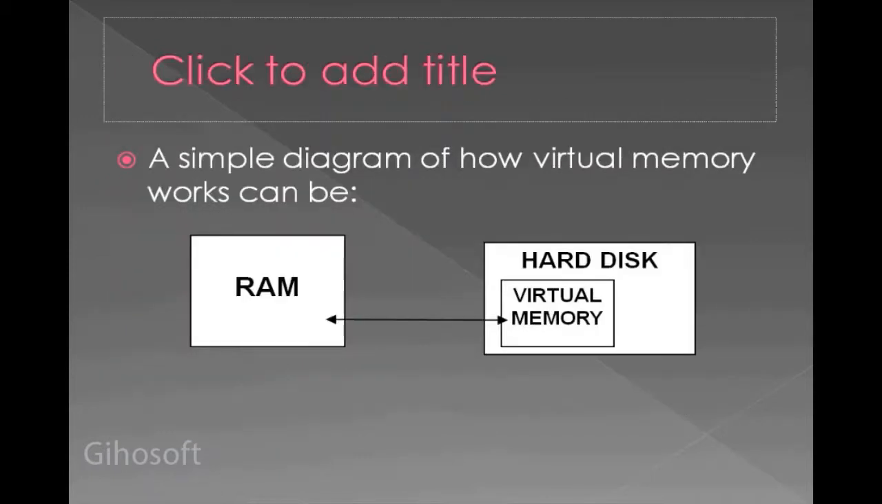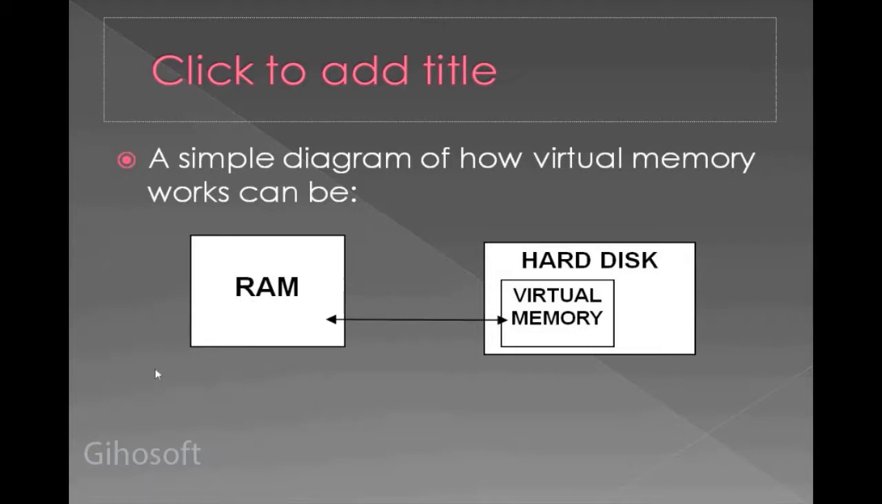Okay, now a simple diagram of how virtual memory works can be this: there is a RAM and then there is a hard disk drive, and on the hard disk drive a small portion of it has been labeled as virtual memory, and then there is a double-sided arrow between RAM and virtual memory in order to show the swapping. You should know this diagram because your examiner is most likely going to ask you about virtual memory, where you'll have to draw this diagram as well.